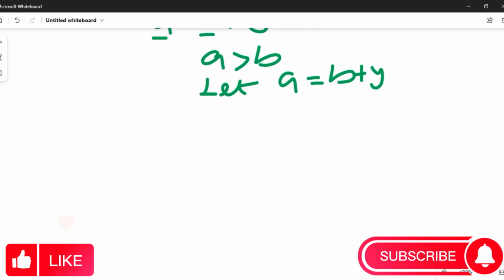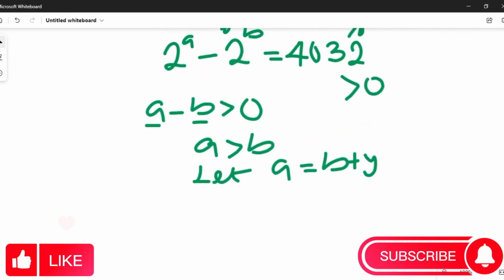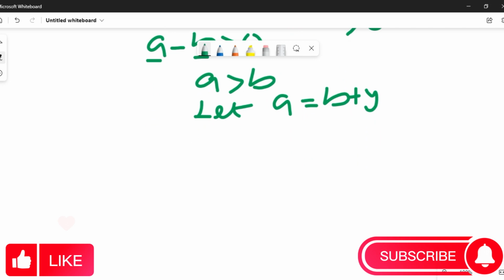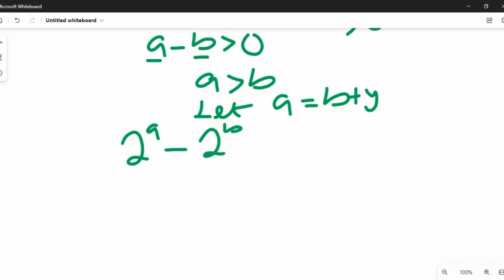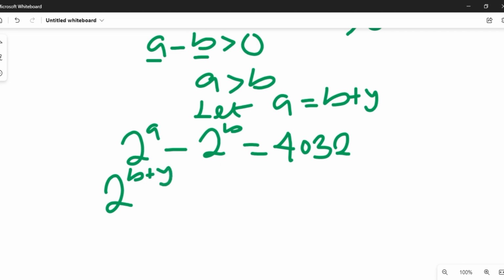Now we're going to fix that into the general equation we've gotten, which is the one above, that is 2 raised to the power a minus 2 raised to the power b equal to 4032. Wherever we see a, we'll replace it with b plus y. So we'll have 2 raised to the power b plus y minus 2 raised to the power b equal to 4032.